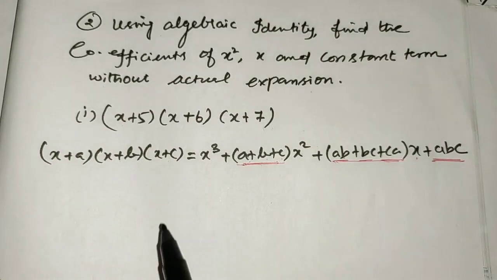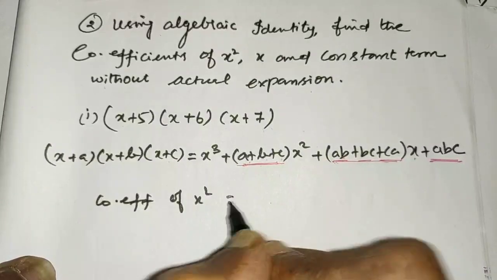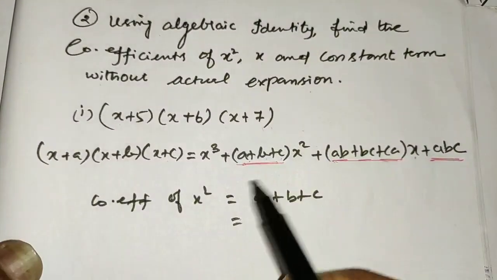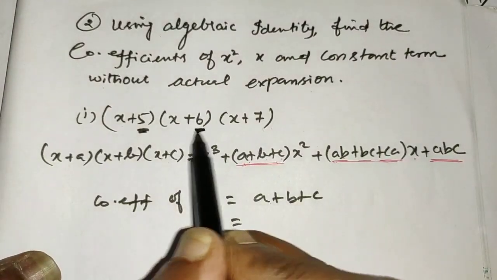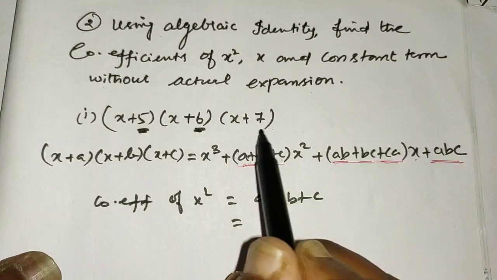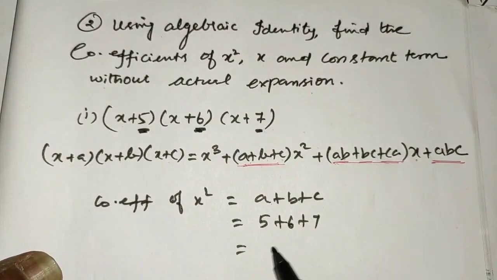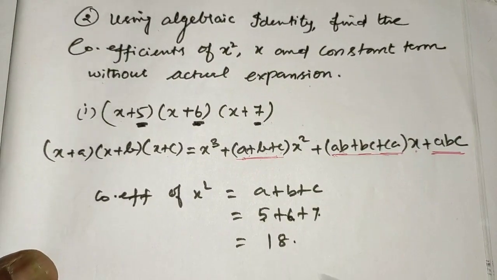So what is the coefficient of x square? The coefficient of x square is a plus b plus c. Instead of a we have 5, in the place of b we have 6, in the place of c we have 7. So 5 plus 6 plus 7 gives 11 plus 7, 18. So this is the coefficient of x square.